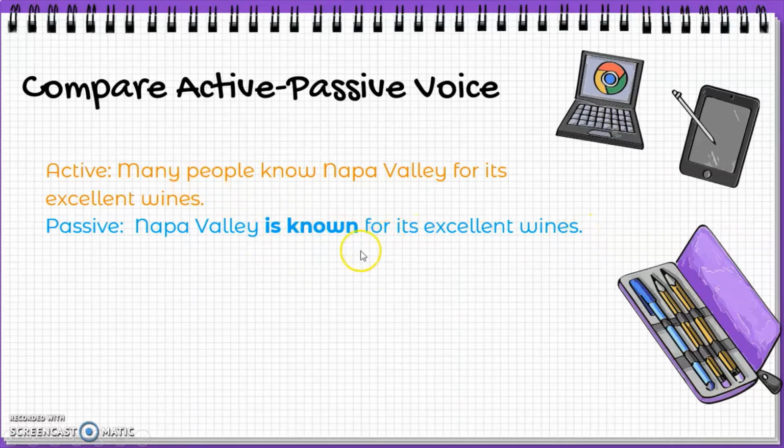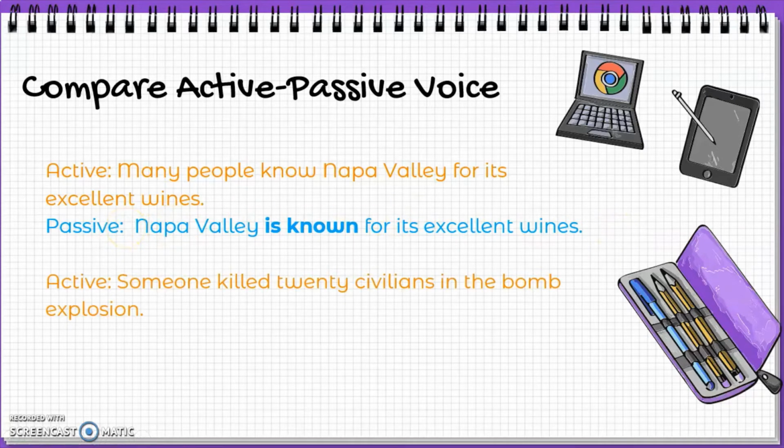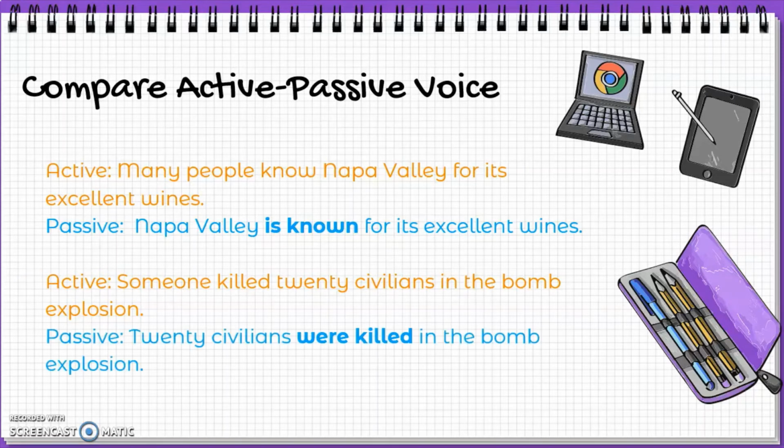Here we don't have a subject. We don't have by who, because it is not important. I will explain this little by little, don't worry. Another example. Someone killed 20 civilians in the bomb explosion. The passive voice would be 20 civilians were killed in the bomb explosion. Okay? So here, the object is 20 civilians in the bomb explosion. So we start our passive voice with that. 20 civilians were killed in the bomb explosion.